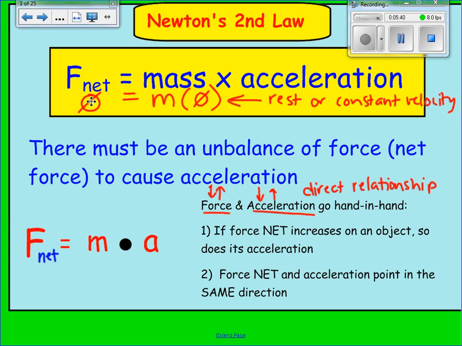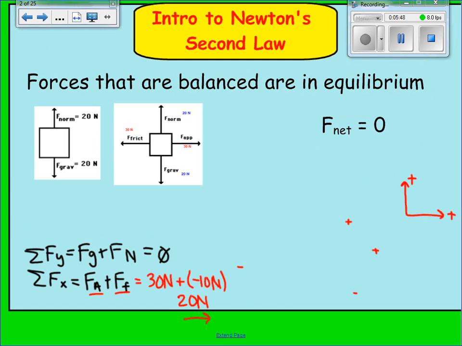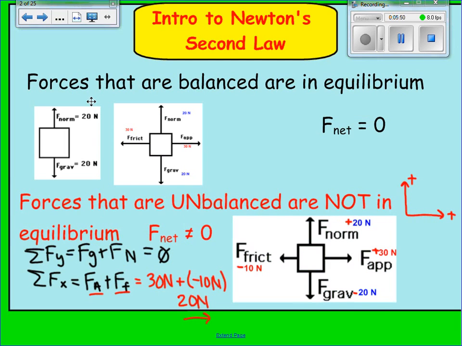That also works for direction as well. Whatever direction the net force is going is the same direction that acceleration is going. So if I were to go back to the previous slide here, notice at the very end I got my answer of 20 newtons, and that 20 newtons was the net force going to the right. That also means that acceleration is going to the right as well.